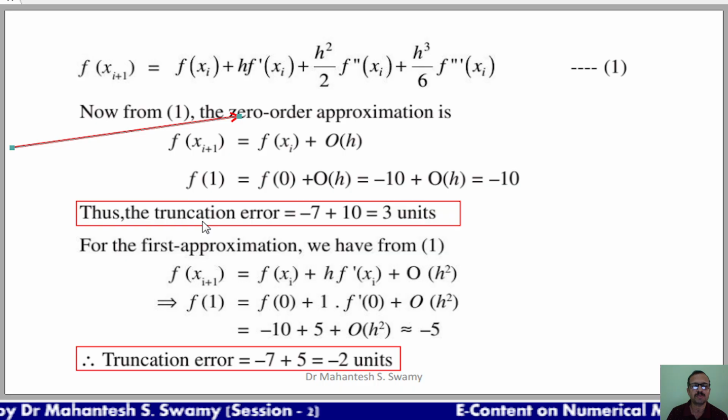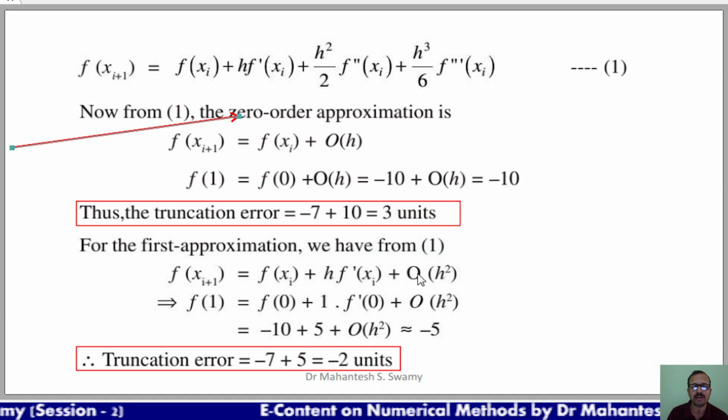The Taylor series expansion when considered with only one term, the error will be of 3 units. The error will be quite significant. Now you consider the first order approximation. First order approximation is nothing but considering two terms, that is the h to the power of one term. So there will be two terms involved in the Taylor series. After that, the error term is coming here. This is the error term.